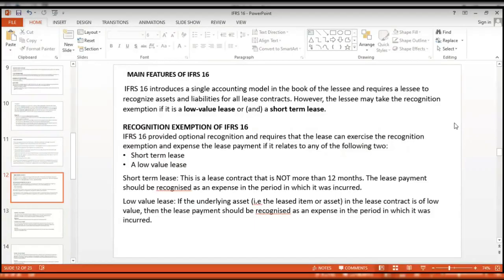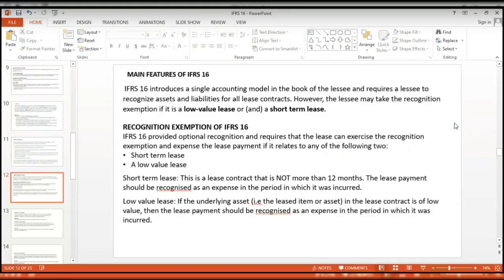You can't expect him to go and capitalize that as a non-current asset in the financial statement. So that's what we talk about: low value, and the short term is less than 1 year. So, the recognition exemption of IFRS 16. IFRS 16 provided optional recognition, and it requires that the lessee can exercise the recognition exemption and expense the lease payment if it relates to any of the following two. We talk about it here. Short-term lease, low value lease, they should be expensed during the period, not capitalized.